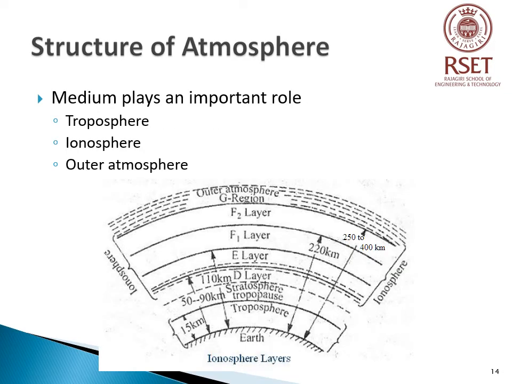Next, about the structure of the atmosphere. Since the medium between the transmitter and receiver antenna plays an important role, it is necessary to study the medium above Earth's surface. The main important regions are, first, the troposphere, which extends up to about 15 kilometers from the surface of Earth. Then comes the ionosphere, which exists from 50 kilometers to 400 kilometers above the Earth's surface. And finally, we have the outer atmosphere, which is above 400 kilometers from the Earth's surface.